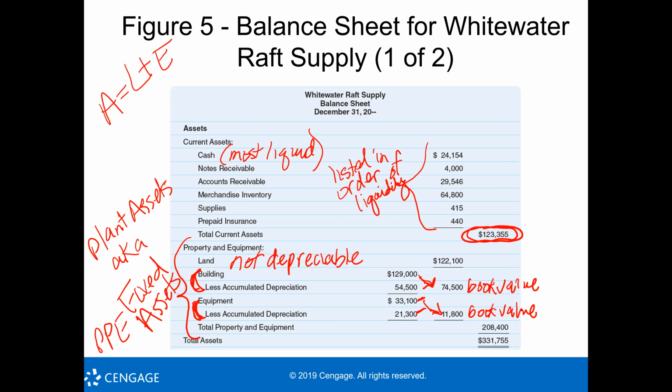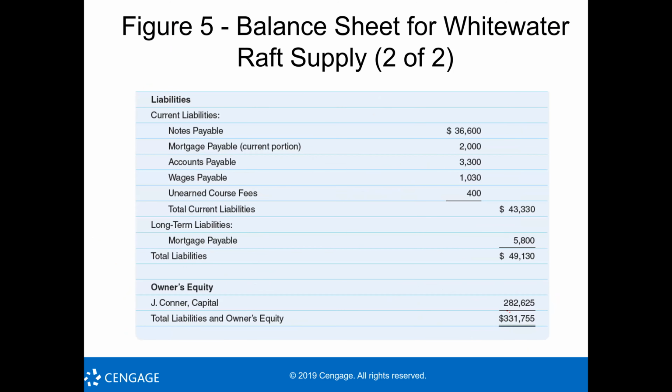And those are the numbers. The book values is what we use in our calculation. So if we add together land plus the book value of the building plus the book value of the equipment, that gives us total property, plant, and equipment. And then we're taking our current assets plus our plant assets to get there then to our total assets. And again, like we know on our balance sheet, liabilities and equity should each also equal $331,755.